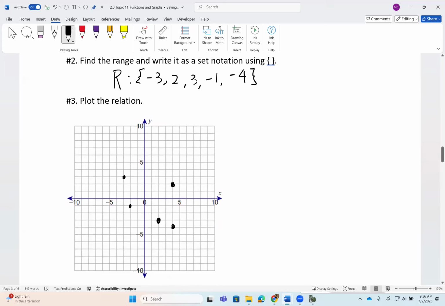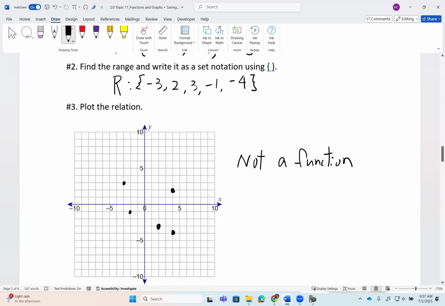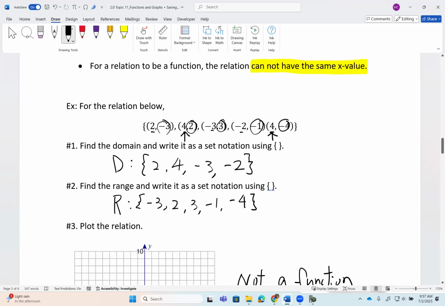This relation simply consists of 5 points. I'm not connecting them with a line. It's just 5 points on the graph, and together it's called a relation. And this relation is not a function because I do have the same x value. See the two 4s right here, top and bottom? These two points, top and bottom, tell you that I have the same x value. So it's not a function.